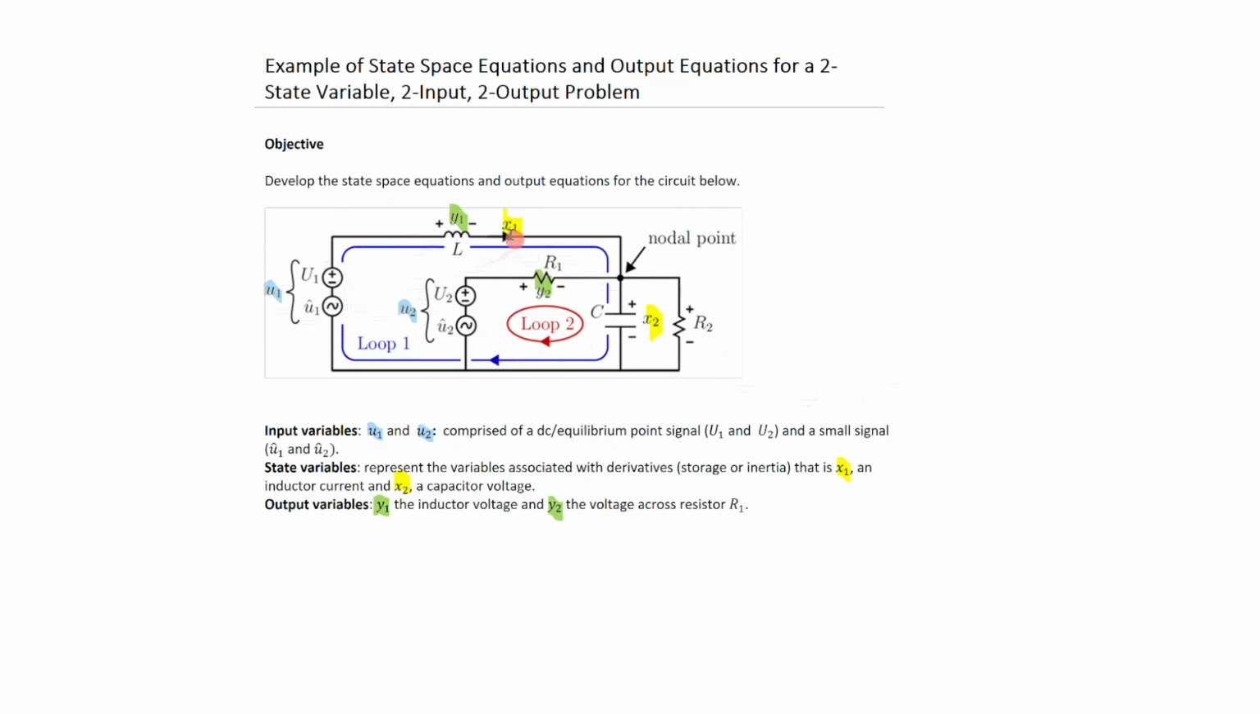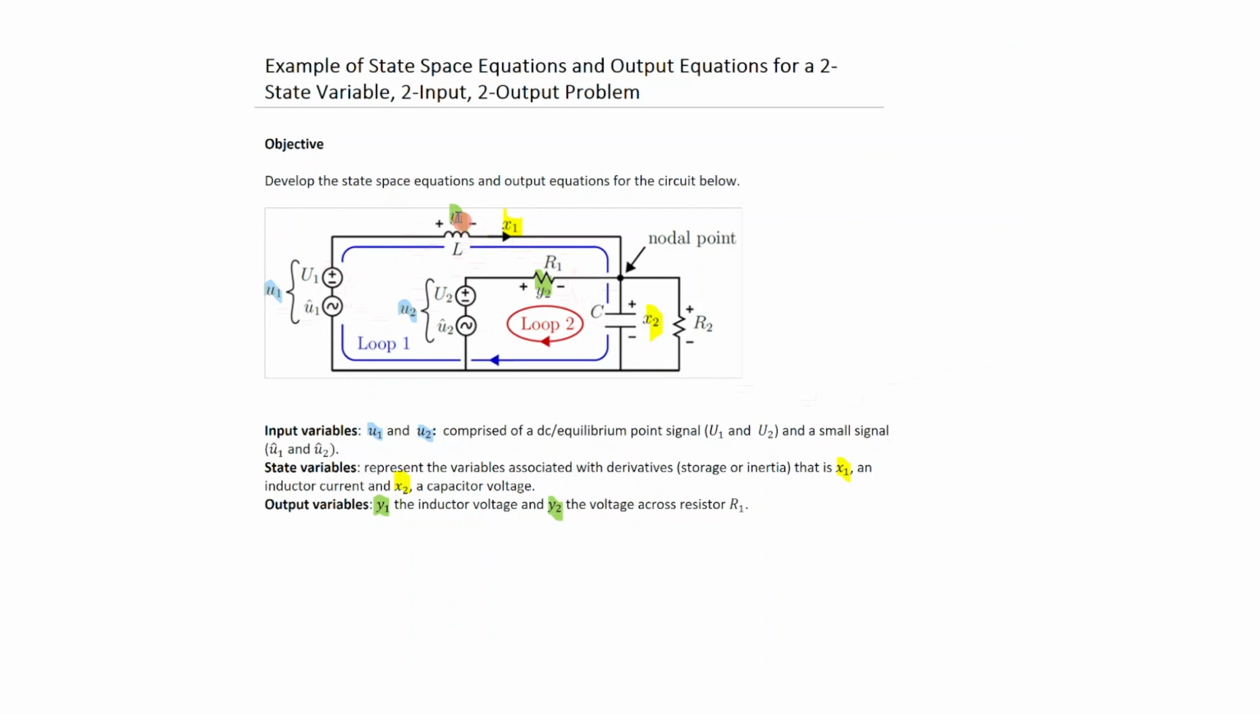So X1 would be X10 plus X1 hat. X2, which is here, state variable, would be X20 plus X2 hat. Y2 would be capital Y subscript 2 plus Y2 hat, and this Y1 would be capital Y subscript 1 plus Y1 hat. Basically, those are things that replace these individual variables that you see here.